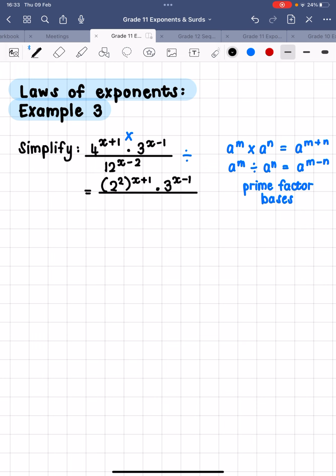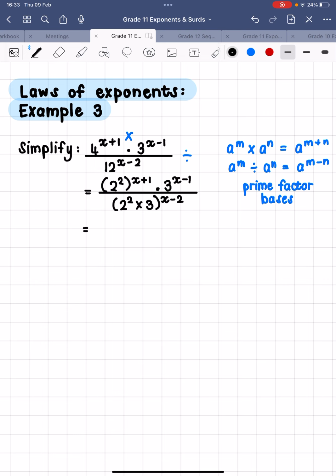At the bottom of this fraction, we have the number 12. Now 12 we know is the same as 4 times 3, and 4 can be written as 2 squared. So instead of 12, I'm going to write 2 squared times 3. There is a way of doing this on your calculator. I have posted a video on my TikTok about how to get the prime factorization on your calculator, so go look at that if you want to know. But 12, we can write that as 2 squared times 3.